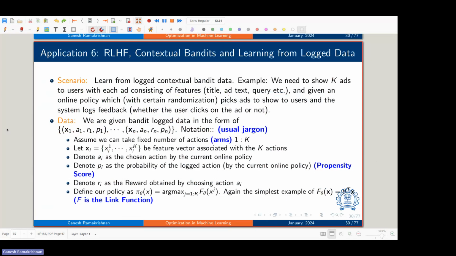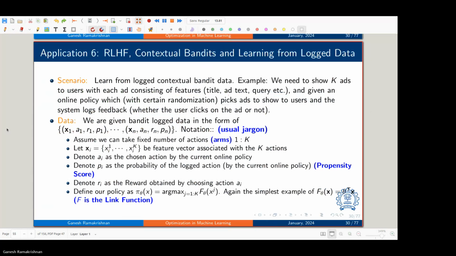So theta star is argmax over all theta of, you can also tell me whether it should be a summation or a product, reward divided by propensity times some indicator function, or I can just put it like this: pi theta of xi equals Ai, whether pi theta of xi matches Ai.